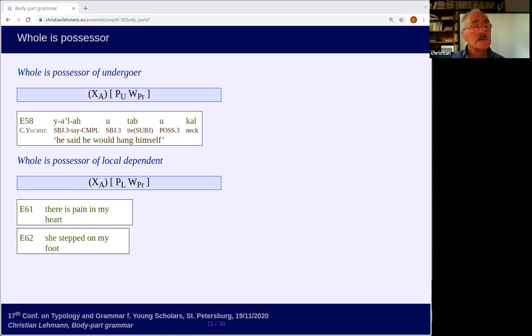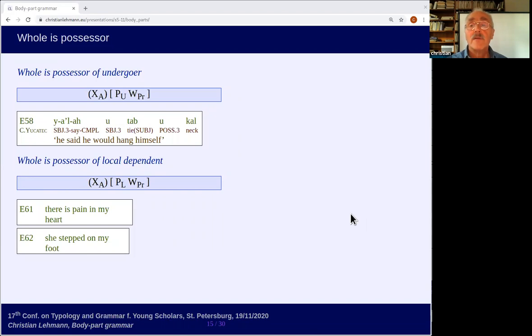Yucatec goes to remarkable extremes with this strategy. I mentioned that it has to specify the possessor of inalienable body parts. Even in situations like 58, where somebody is hanging himself, colonial Yucatec limits itself to coding impingement on the body part. Literally, he said he would tie his neck, leaving the effect on the whole to an inference.